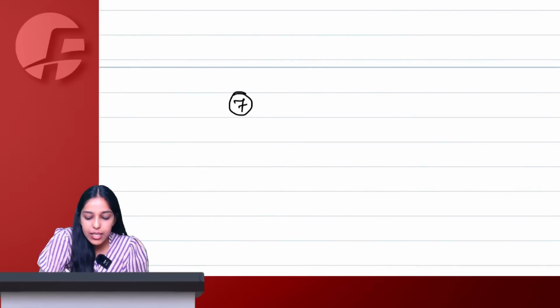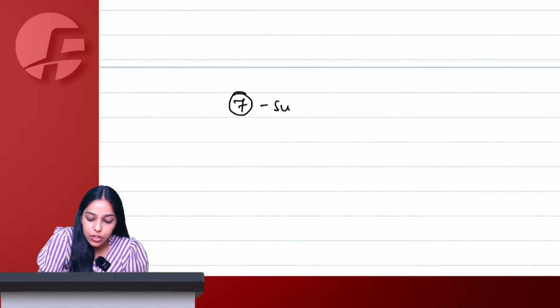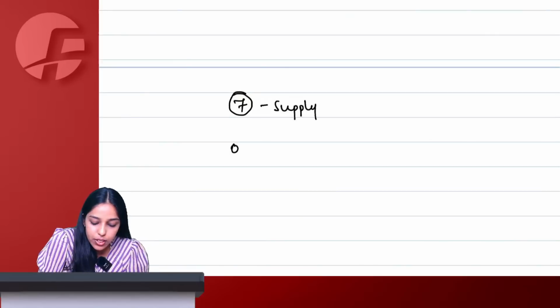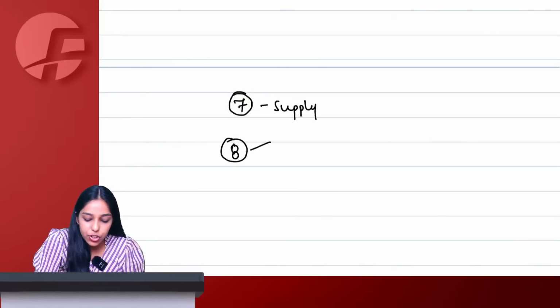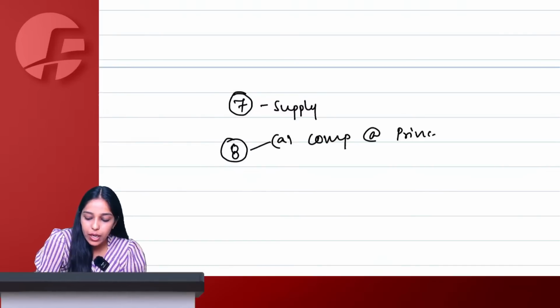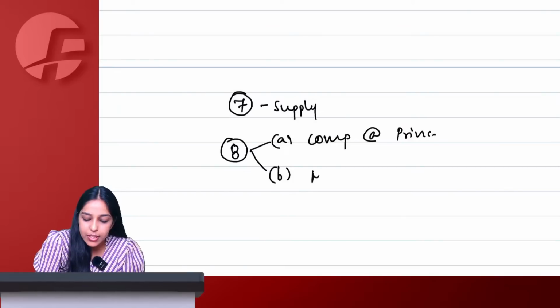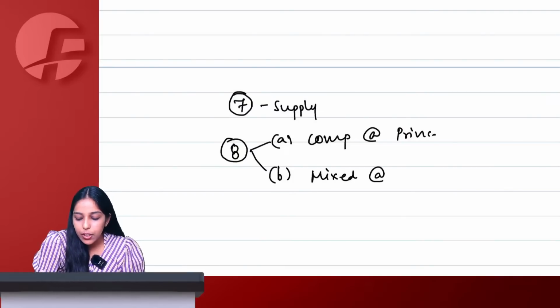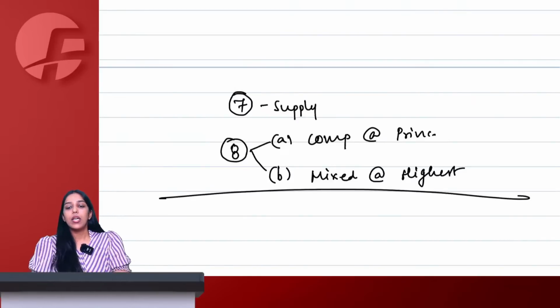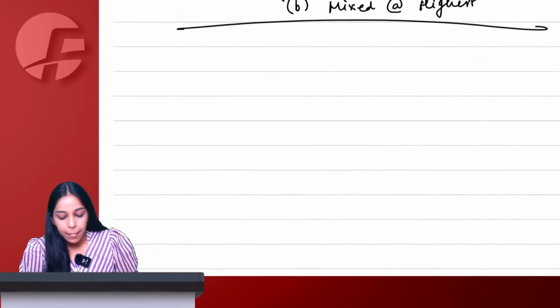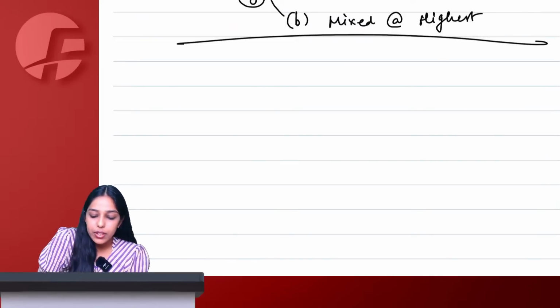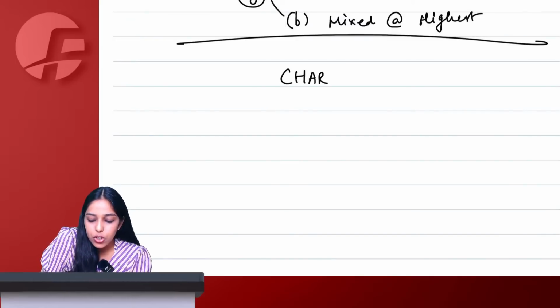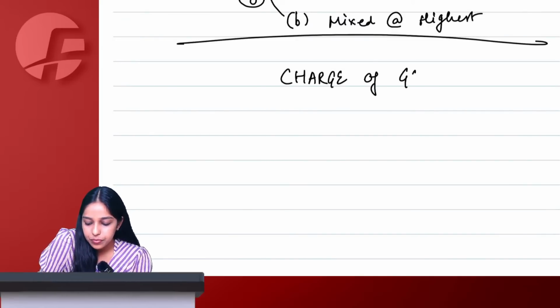Chalo. Section 7, S for supply, section 7, scope of supply. Two sevens getting mixed become 8. Section 8(a) is composite supply, taxable at the principal rate of tax, and section 8(b) is mixed supply, chargeable at the rate of the supply attracting the highest GST. Done, clear and understood. Now we move on to the next chapter, which is charge of GST.